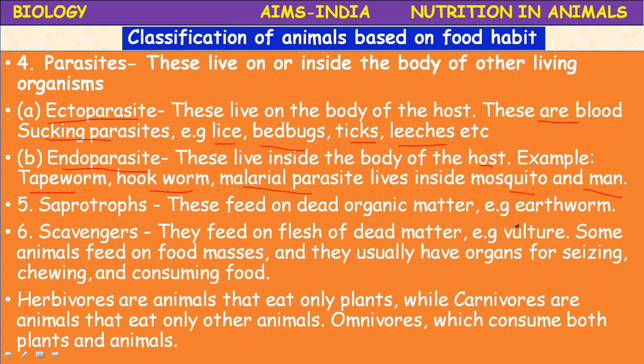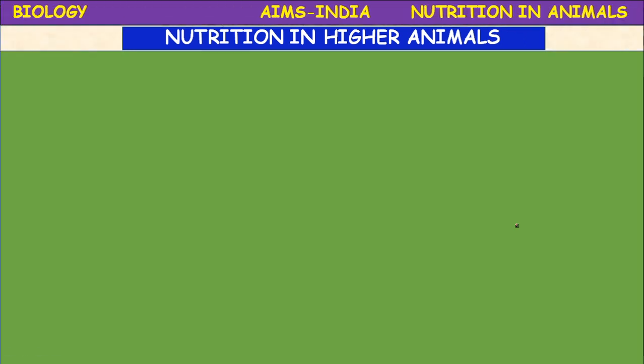Fungi. So herbivores are the animals that eat only plants. Carnivores are those animals which eat only other animals, and omnivores consume both plants and animals. So the animals are categorized into different types based on their food habit or eating habits.